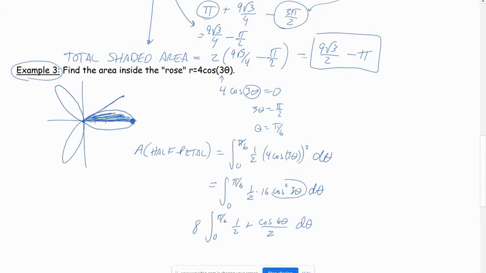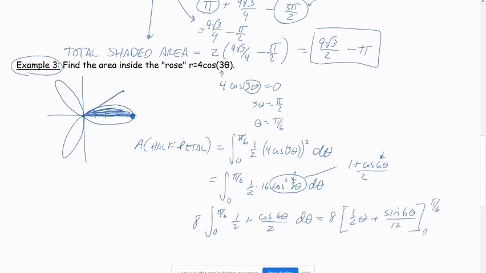And so we're just using the identity. That would be 1 plus cosine 6 theta over 2, because it's a double angle. If it started with 3 theta, when we double it, it becomes 6 theta. And so then now we have an integral that we can evaluate. So that's 8 times 1/2 theta plus sine of 6 theta over 12 from 0 to pi over 6.